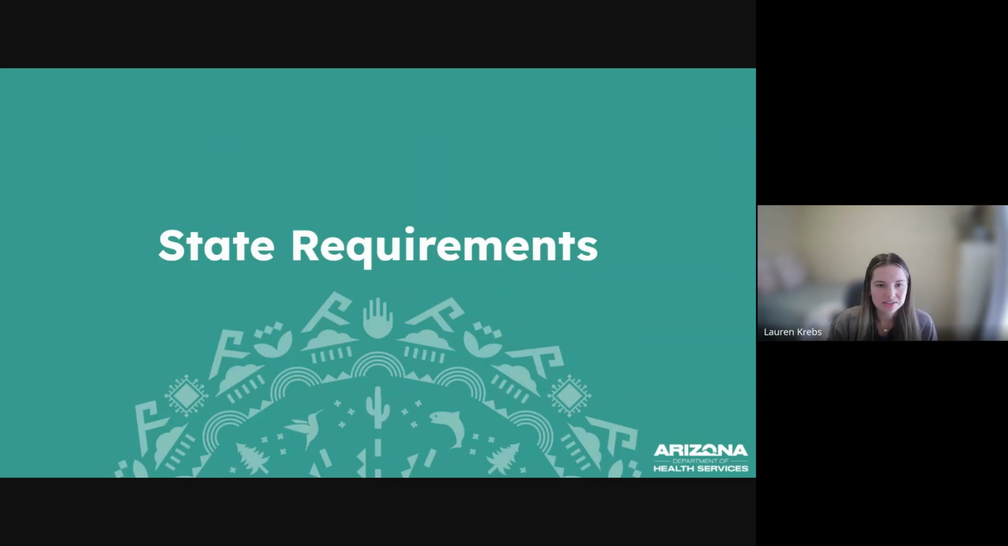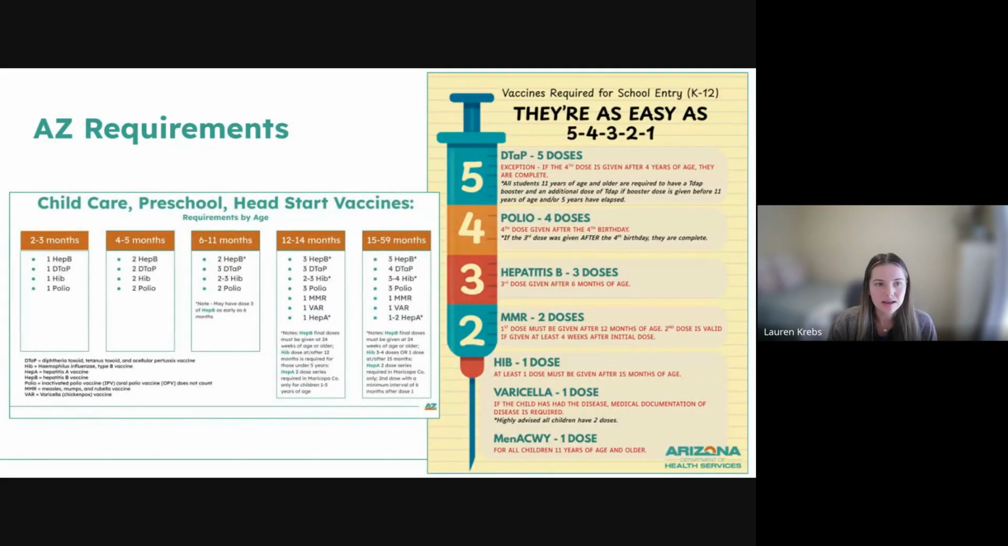So for our Arizona state requirements, we have these available on our website, just quick little reminders. For the childcare, it's this column here that we are going to be concerned about. And then for kindergarten up, we're over here, the 5, 4, 3, 2, 1. Kind of an easy way to remember it.